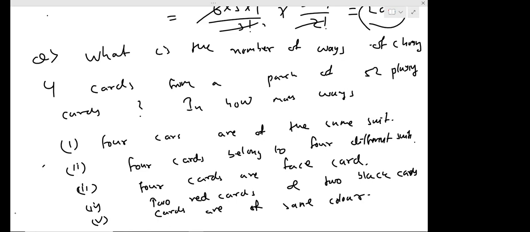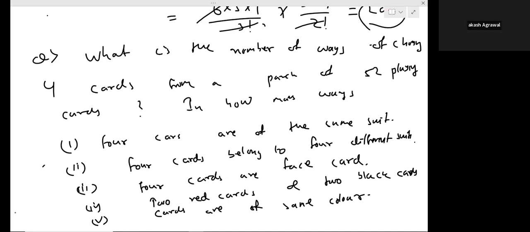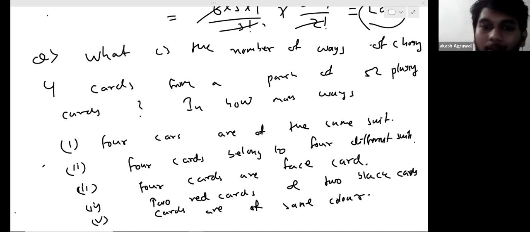Okay, so this is in total 6 questions. Second part is 4 cards belong to 4 different suits. Third one is 4 cards are face cards. Then fourth one is 2 red cards and 2 black cards. Fifth one is cards are of same color. Everyone knows face cards, colors, suits, right? Yes.